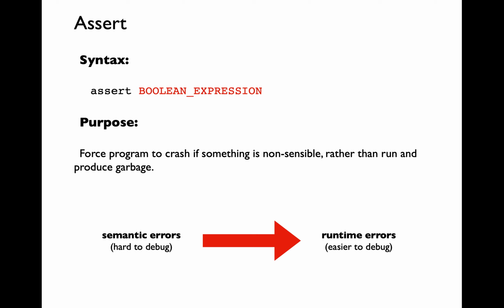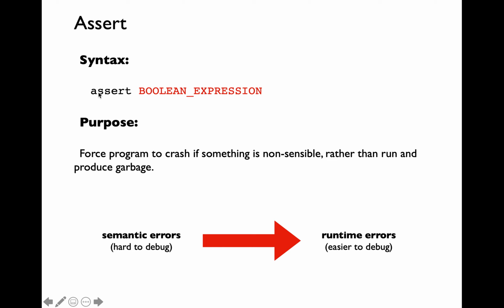Why would that be the case? That's because runtime errors cause your program to crash, specifically mentioning where exactly the problem is, correct? We just took this scary semantic error, which is difficult to debug, and converted that into a runtime error, which is so much easier to debug because you're getting exact details about where the problem is. How can we achieve this in Python? The assert statement enables us to do that.